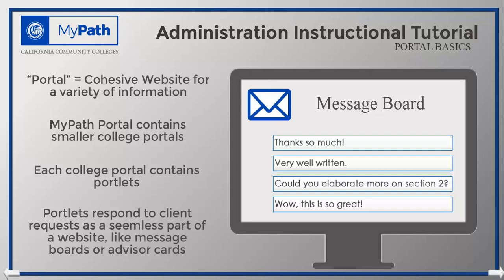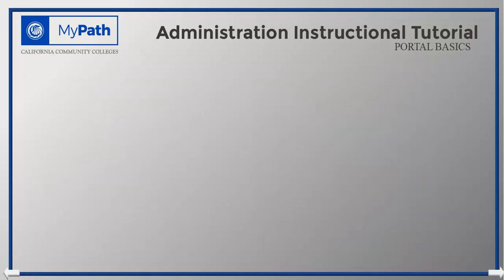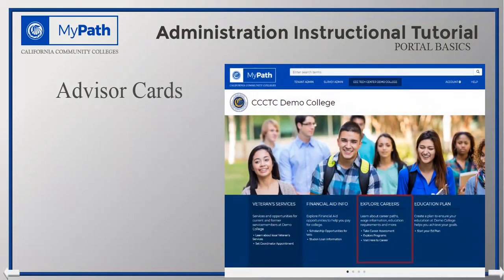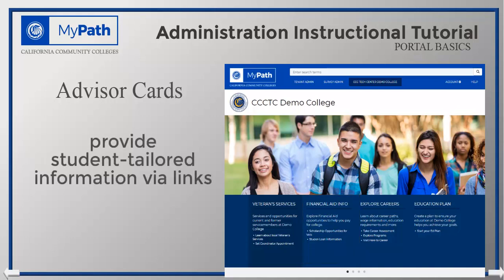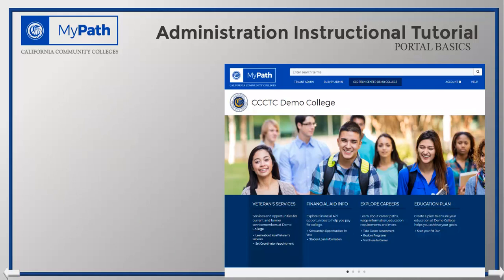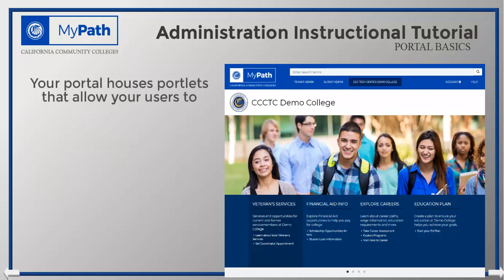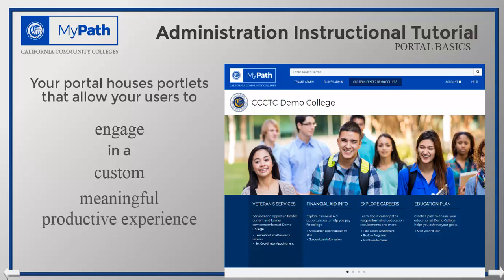An example of a portlet within the MyPath portal would be the advisor cards, like the Explore Careers card, the Apply for Admission card, or the Financial Aid Info card that display within each unique college or district portal, sort of like buttons or tabs. The advisor cards are a built-in feature in the CCC MyPath portal that provides student-tailored information via the links in each card. Your portal houses portlets that allow your users to engage in a custom, meaningful, and productive experience.